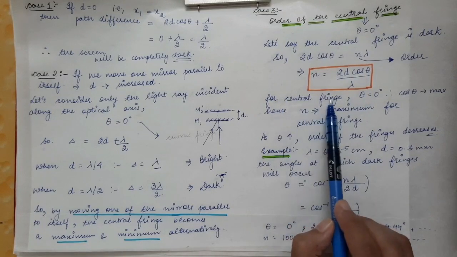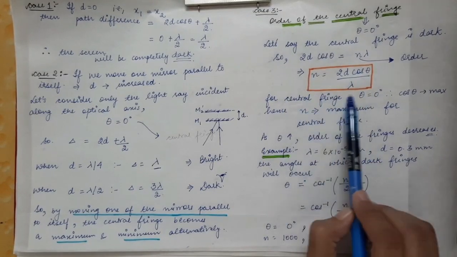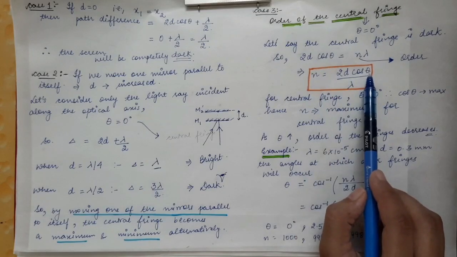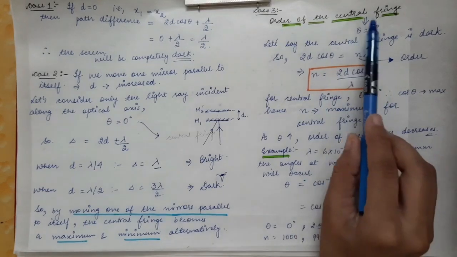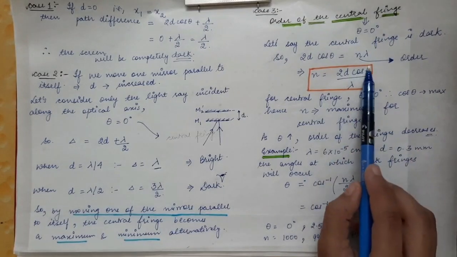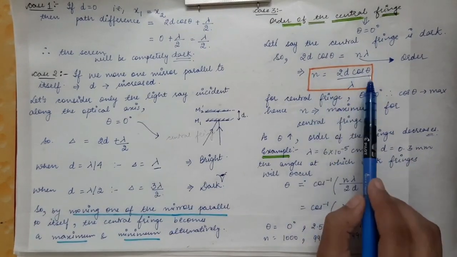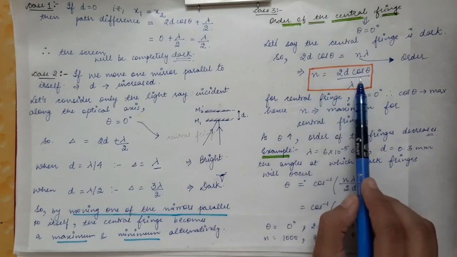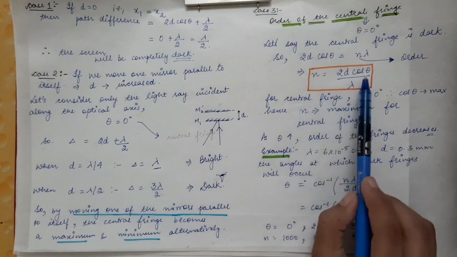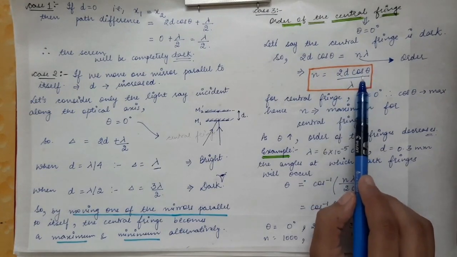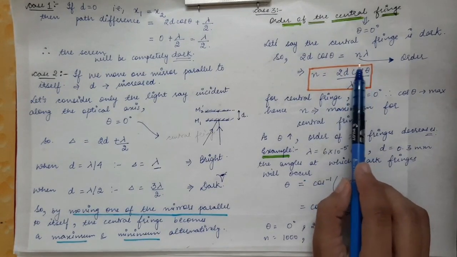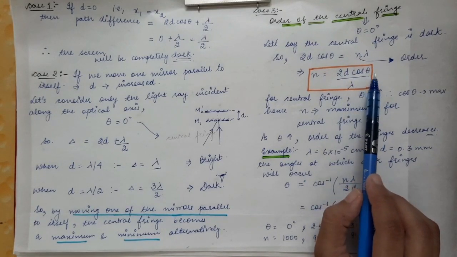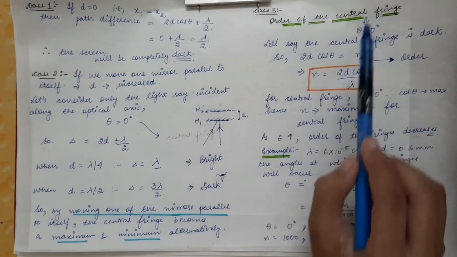This is the general formula for the order of any fringe. Here we have not put theta equal to 0. For the central fringe theta is equal to 0, but this is the general formula for the order of any fringe. Now on the right hand side we have cos theta, and cos theta will be maximum when theta is equal to 0, that is, when we are talking about the central fringe.